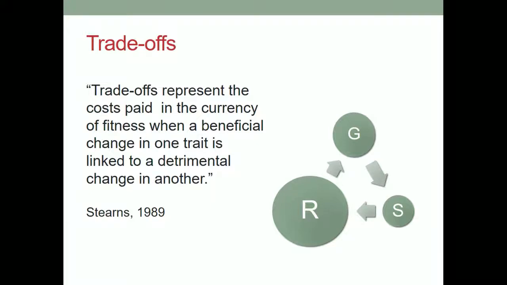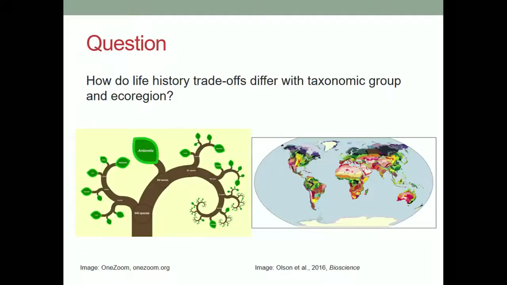There are many different kinds of trade-offs, not just demographic ones, but in this talk I'm going to be talking only about life history trade-offs and specifically about a trade-off between reproduction and survival. And the main question is, how do these life history trade-offs differ between taxonomic group and ecoregion?